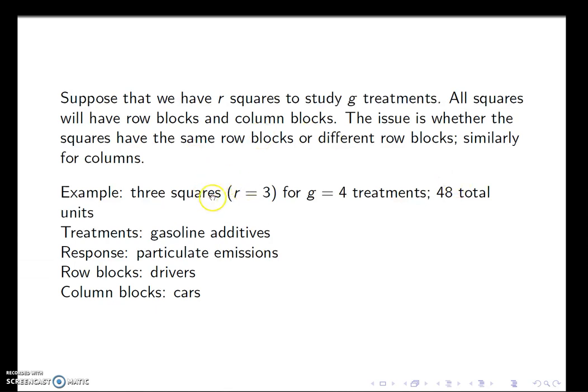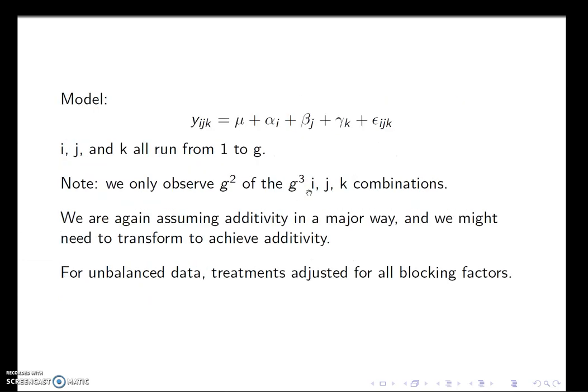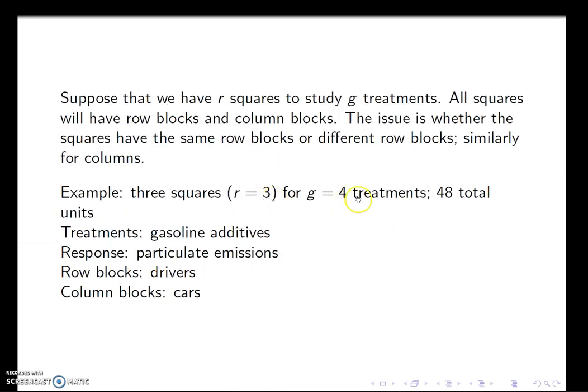Okay, so here's an example. We've got 3 squares, G equals 4. So if we only did one Latin square, we'd have G squared observations, right? We only observe G squared of our combinations. So we'd have 16. 16 times 3 is 48, of course, and that's how we get our 48 total units. Here are our levels for treatment, the gasoline additive. Our response is going to be the emission level. Our row block is the driver. Our column block is the car.